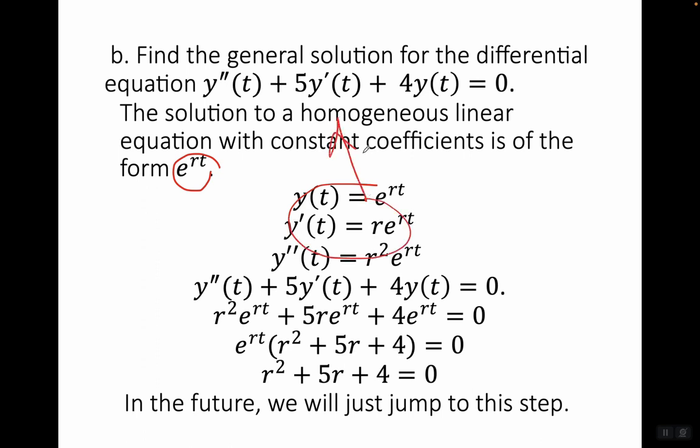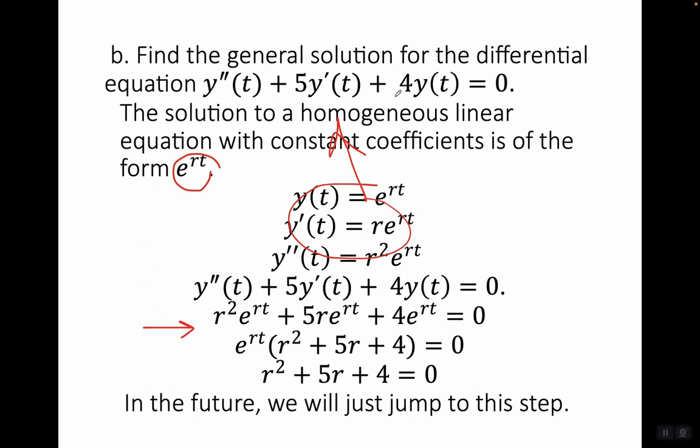When we plug it into the equation y double prime plus 5y prime plus 4y equals 0, we get r squared e to the r t plus 5r e to the r t plus 4 e to the r t equals 0. Notice that we can factor out an e to the r t, and we get e to the r t times r squared plus 5r plus 4 equals 0. Now, the only way that this can be 0 is if one of these factors is 0. Well, e to the r t can never be 0. So that means that r squared plus 5r plus 4 equals 0.